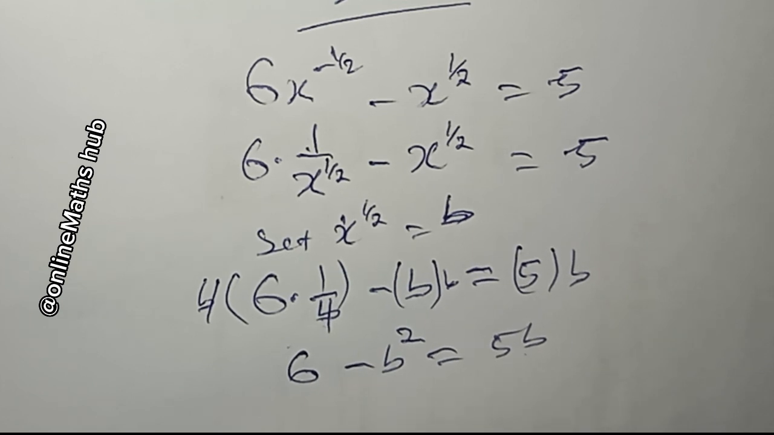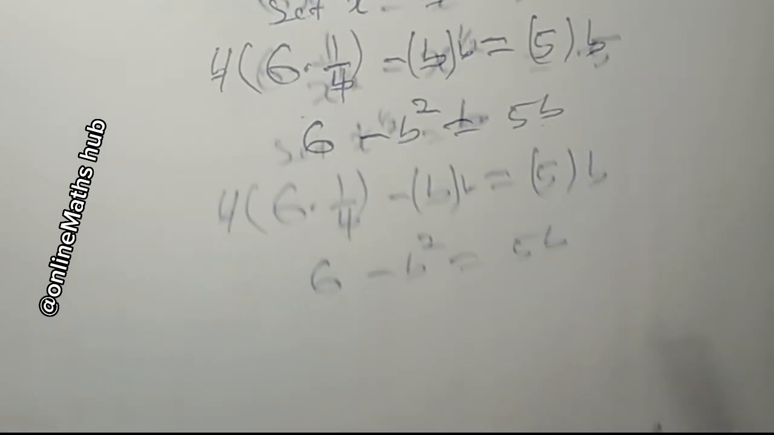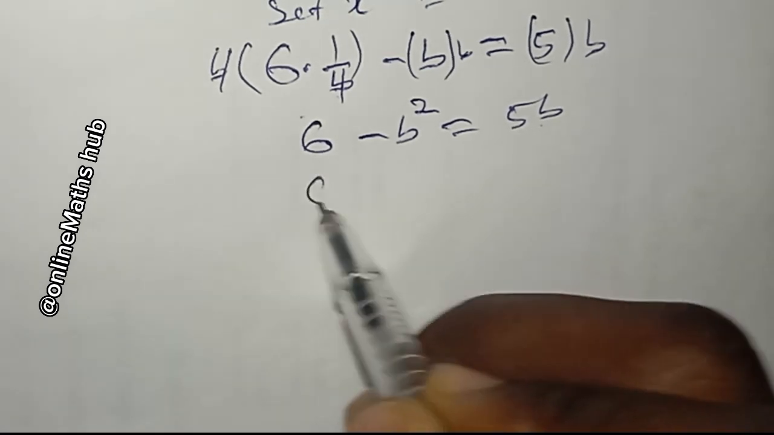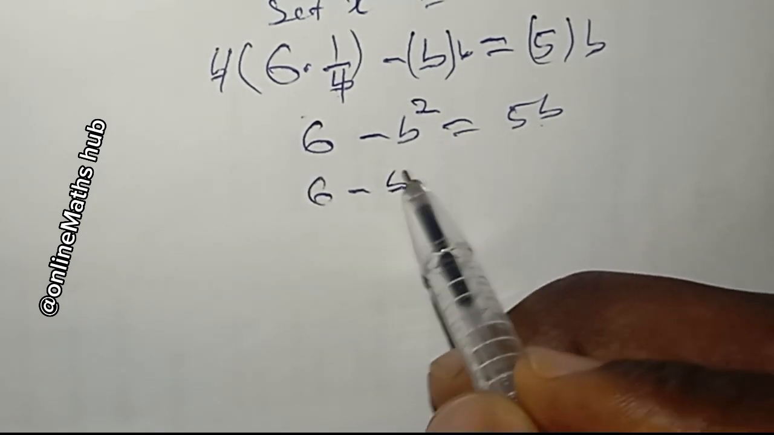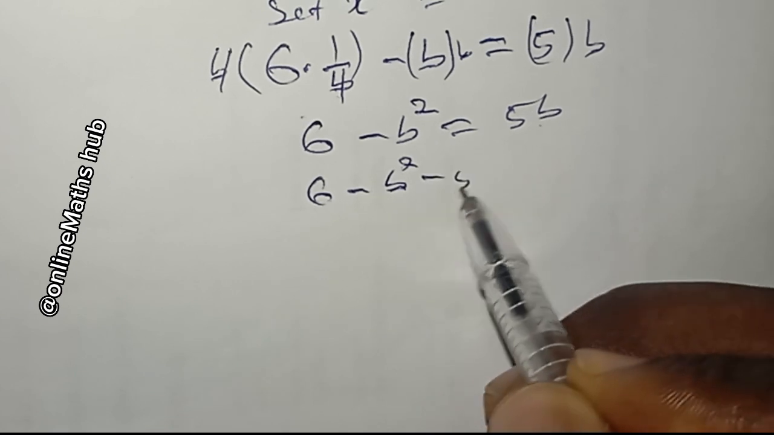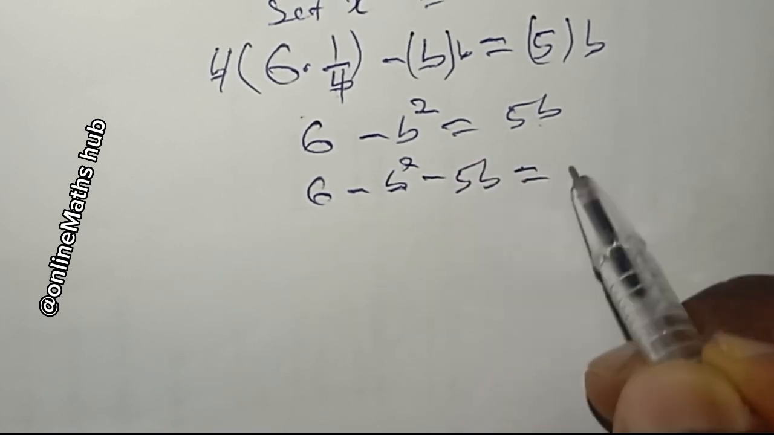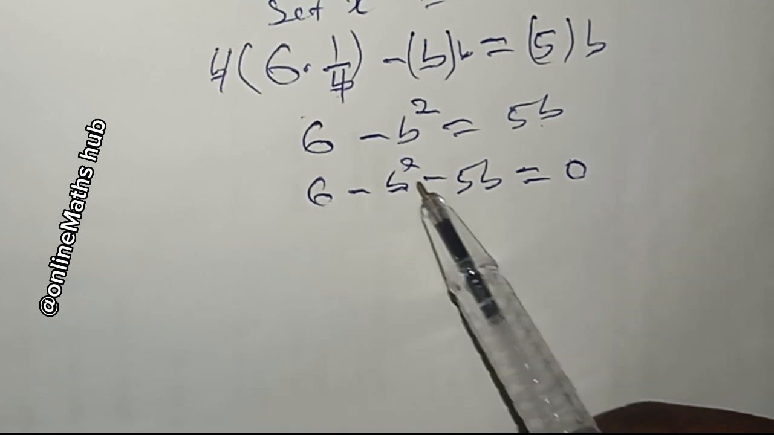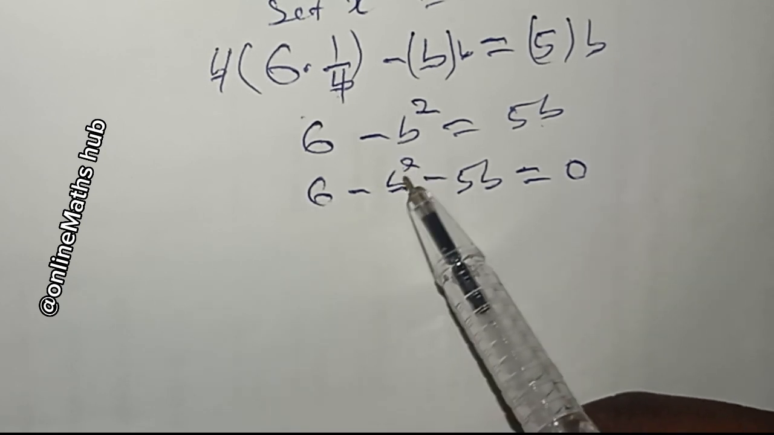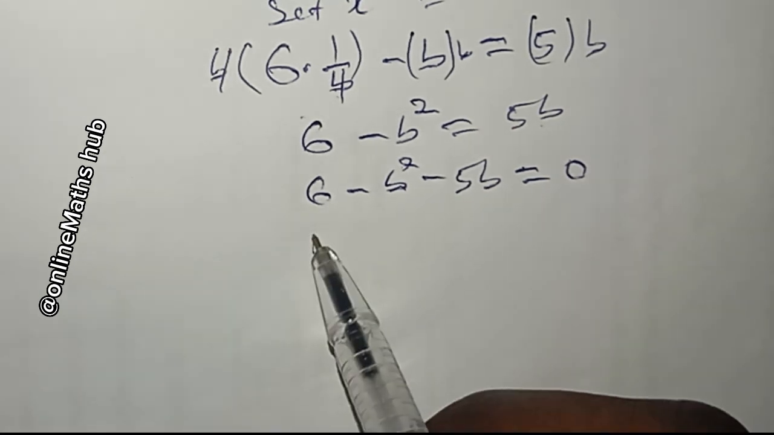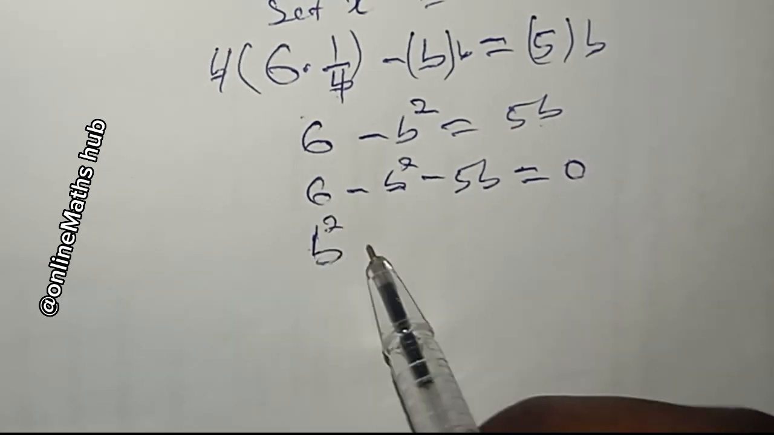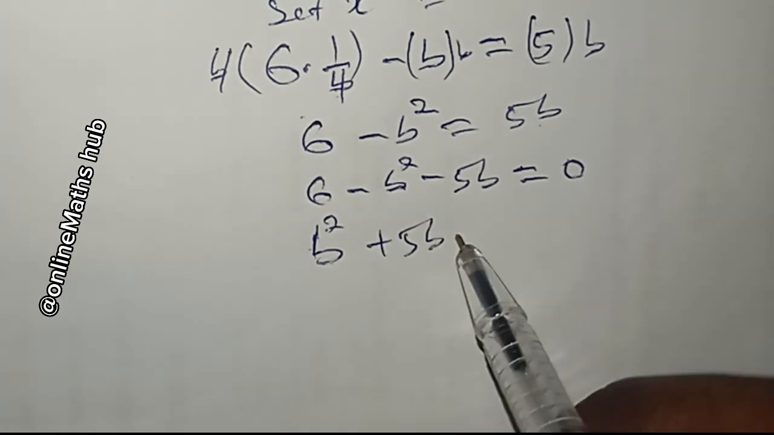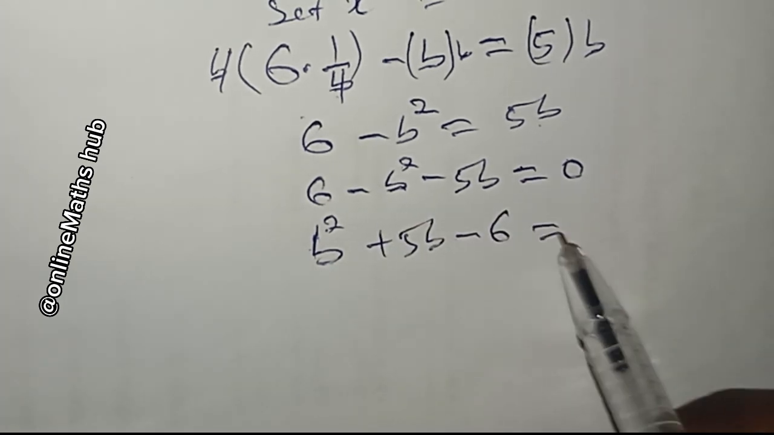Okay, so I'm going to bring this 5b to the left hand side, and if I do that, what I'll have is 6 minus b squared, and then minus 5b is equal to 0. So I can multiply through by minus 1 so that I will have b squared as positive, and if I do that, I'm going to have b squared plus 5b, and then minus 6 is equal to 0.